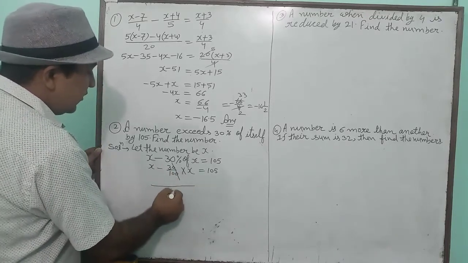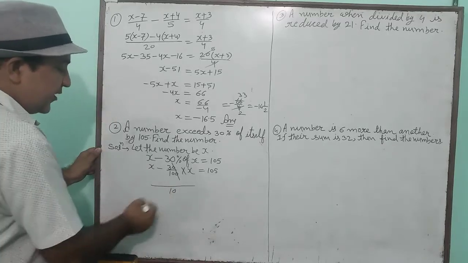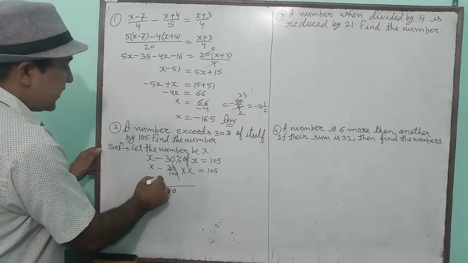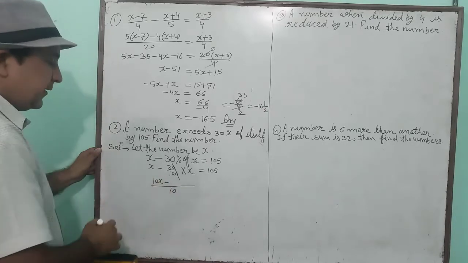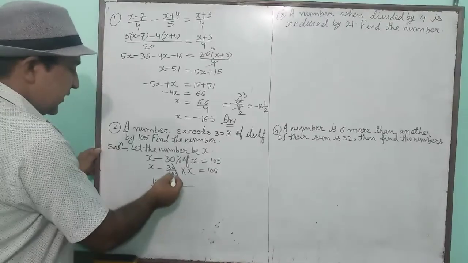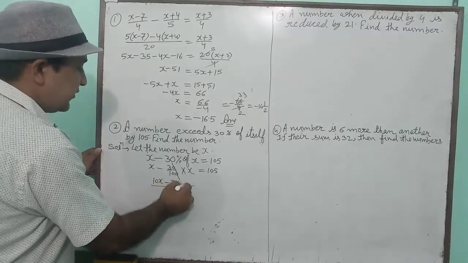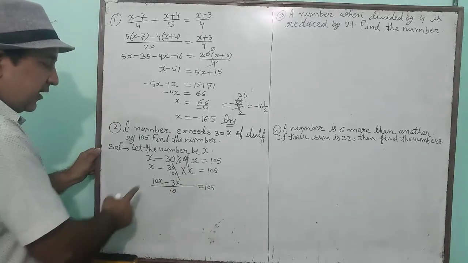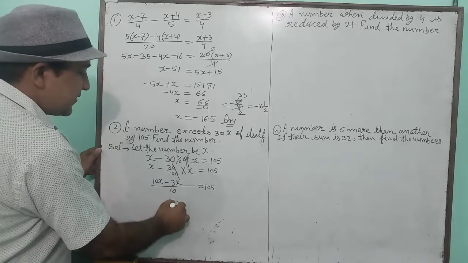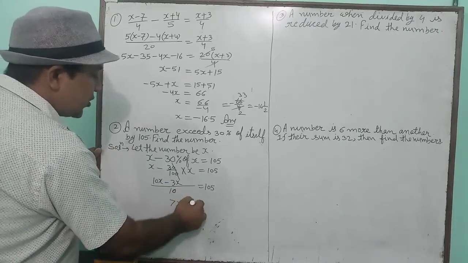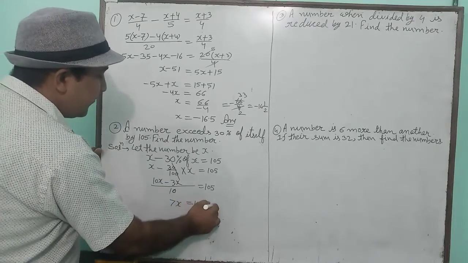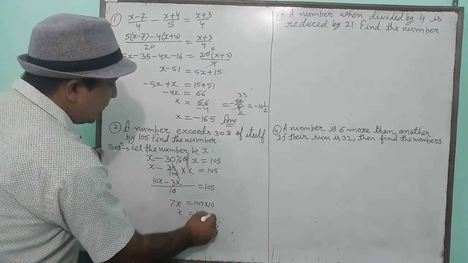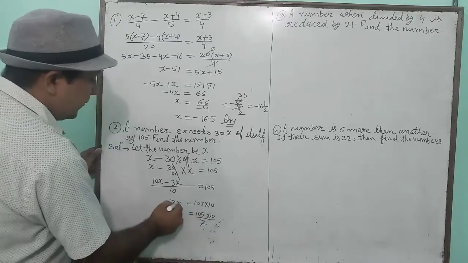So to solve it, we can take 10 as LCM. If we take 10 as LCM, then 10 will be multiplied with x because x has no denominator. So it will be 10x. Here both the 10s are cancelling each other. 3x will remain. That is equal to 105. 10x minus 3x is 7x, and this 10 will be cross multiplied with 105. So x is equal to 105 into 10 upon 7.